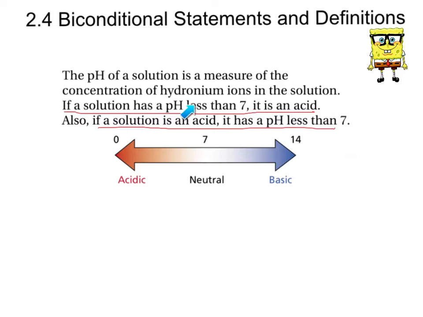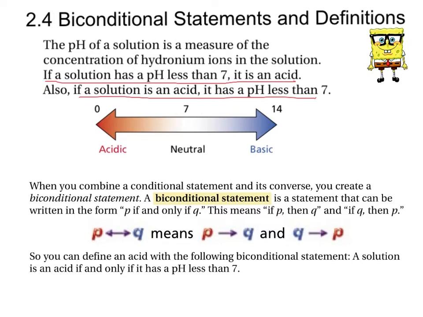So if I take the hypothesis here, if a solution has a pH less than 7, it is an acid. And then do the reverse of that, which is called your converse. If a solution is an acid, then it has a pH less than 7. This is called a biconditional statement. So here is your first vocab word. When you combine a conditional statement and its converse, you create a biconditional statement. A bi, which means two, a biconditional statement is a statement that can be written in this form: P, if and only if Q.